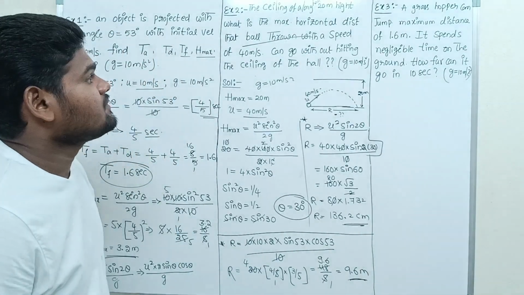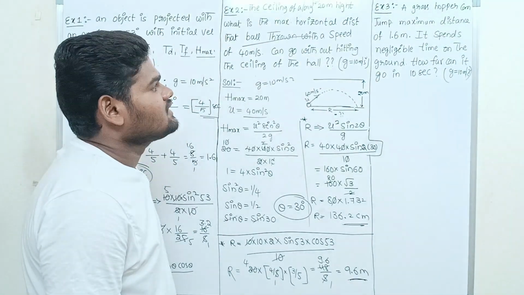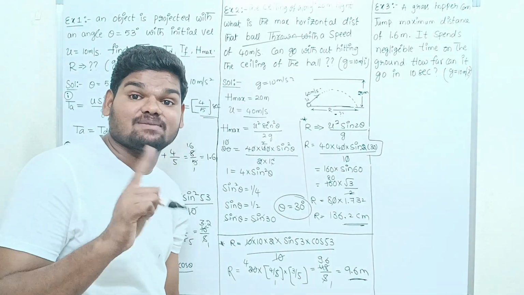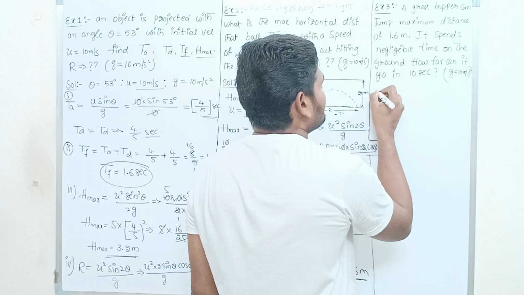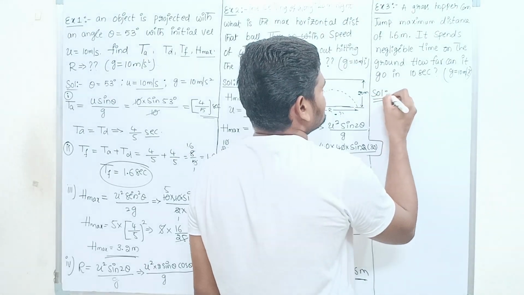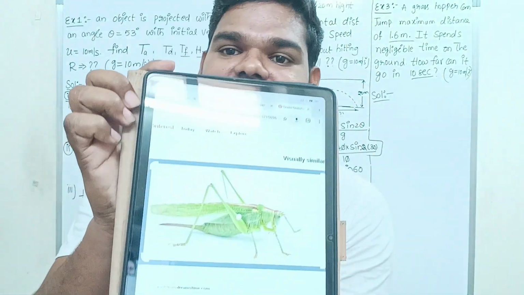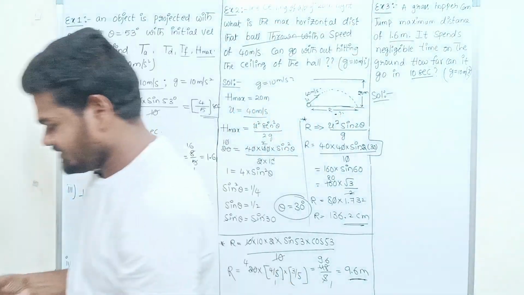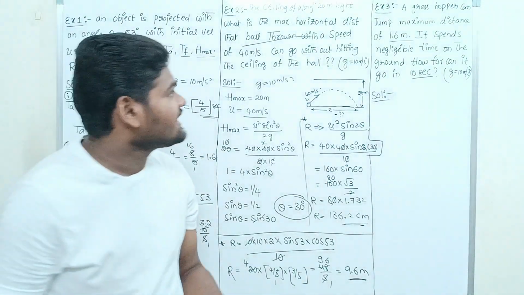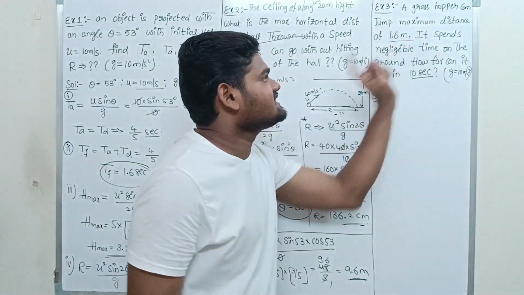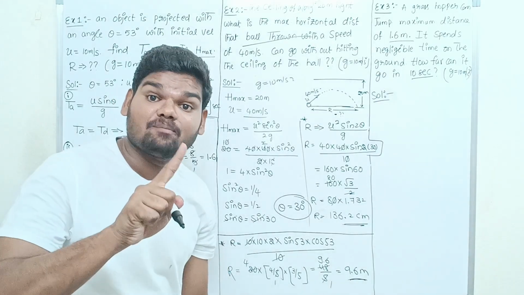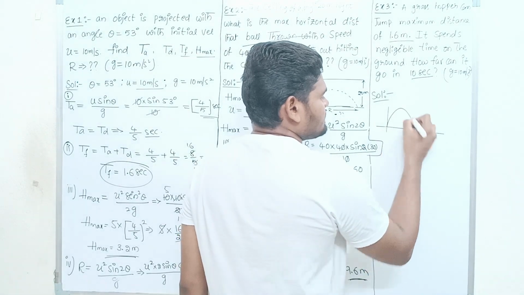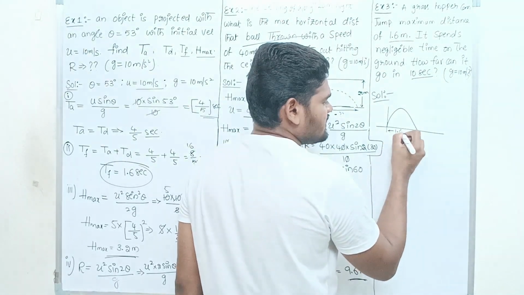Next one. Example number 3. A grasshopper can jump a maximum distance of 1.6 meters. They have given the maximum distance. So this is a grasshopper, right? It is jumping a maximum distance of 1.6 meters. In one jump, the maximum distance it covers is 1.6 meters.